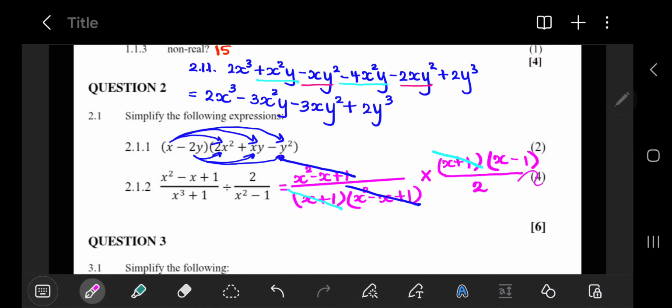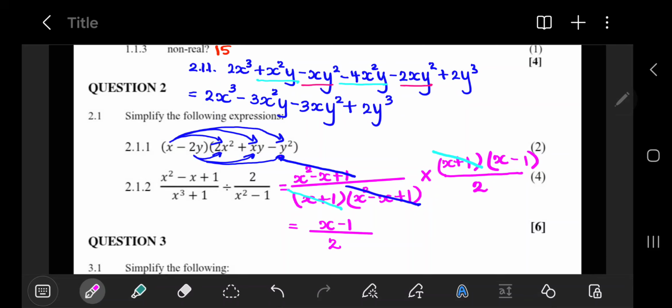In the second fraction, we're left with x minus 1. And in the denominators, nothing is left in the first fraction, but in the second fraction, we have 2. So here's your final answer. It is x minus 1 over 2.